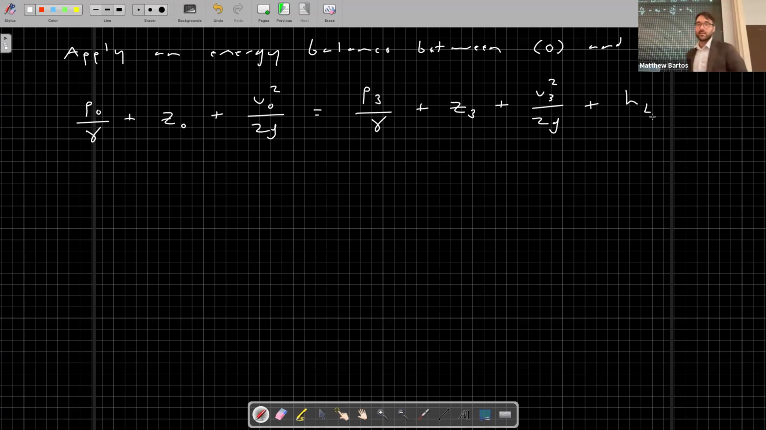So looking at this energy balance here, which terms can we simplify here? So what are some terms that we can just get rid of outright? Which terms here are equal to 0? Yes.